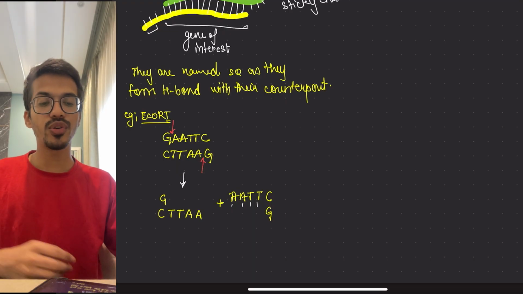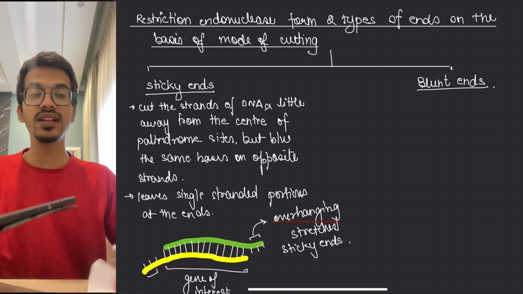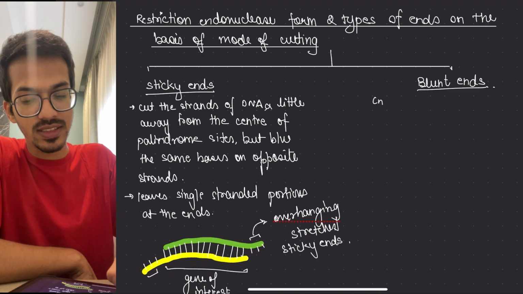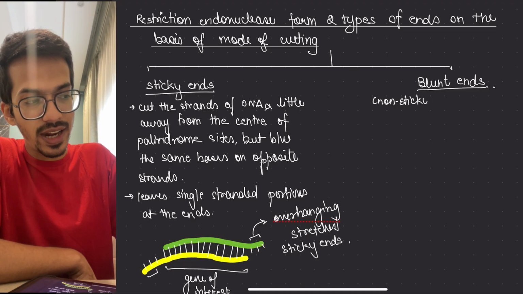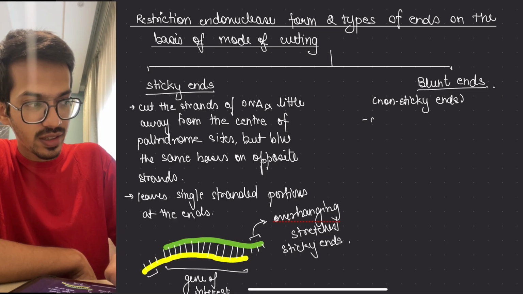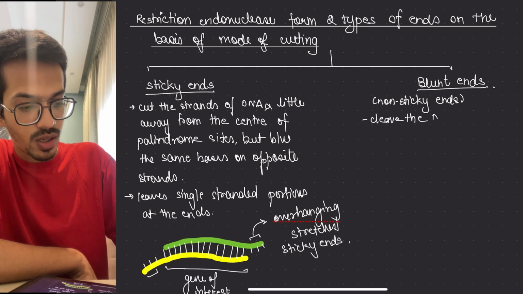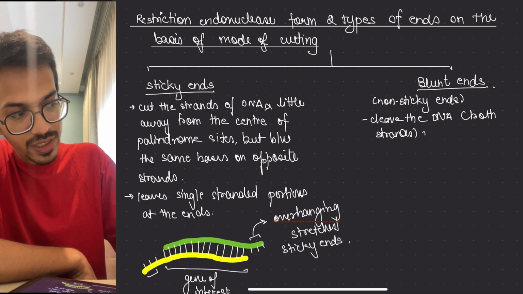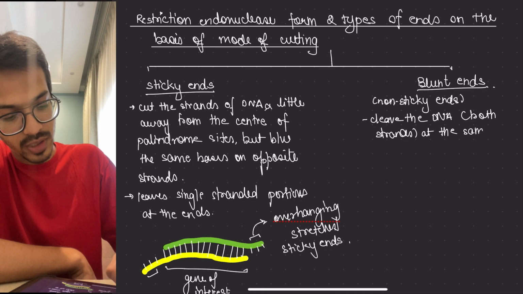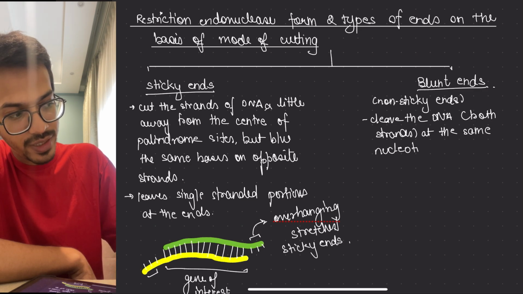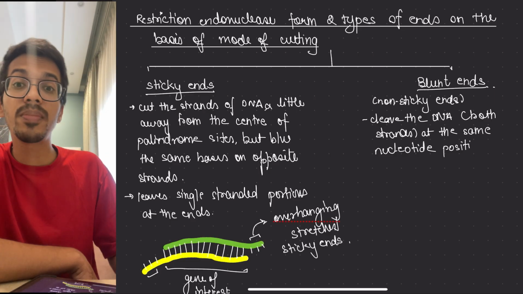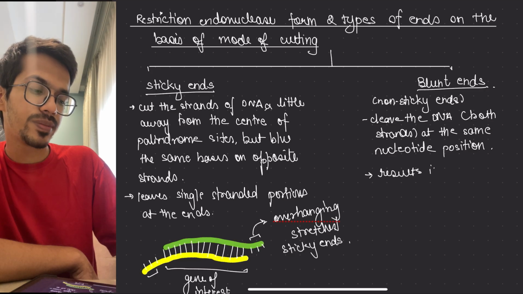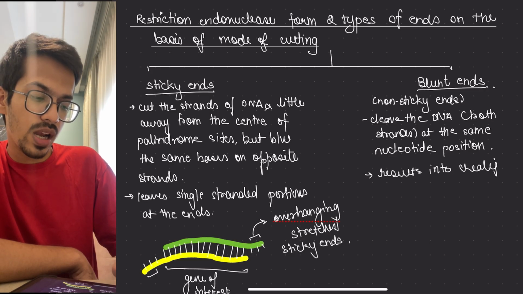Okay, coming back to the blunt ends. In blunt ends, what happens? These are also considered non-sticky ends. Non-sticky ends do what? They cleave the DNA, both strands, at the same nucleotide position. This results in blunt ends.